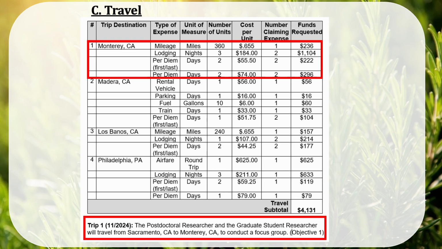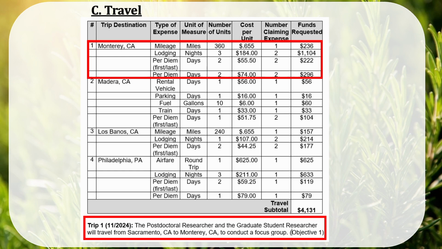For these lines in the table, the unit of measure is days, and the number of days requested is 2 each. There is the first day of travel, then 2 full days of travel, and the last day of travel. The cost per unit for meals is $55.50 per day in accordance with the GSA rate for Monterey for the first and last day of travel, and $74 for the full days of travel, and meals are requested for both people traveling, which totals $222 and $296 respectively.